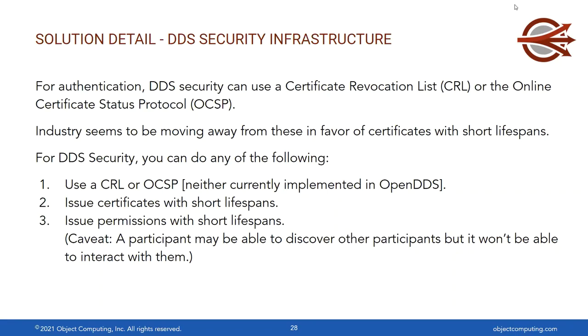Or you could issue certificates with short lifespans, or you could issue permissions with short lifespans. If you choose number 3 exclusively, then a participant could do discovery, but it wouldn't then be able to actually interact, reading or writing samples. So those are all ways of controlling the validity and forcing things to be revalidated by getting new permissions and getting new certificates. And the DDS security infrastructure allows you to do that.